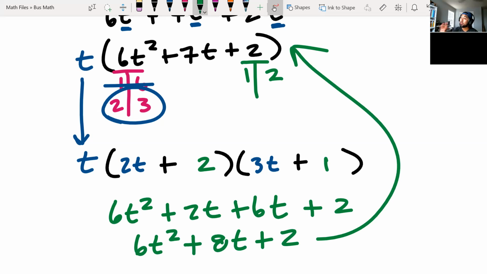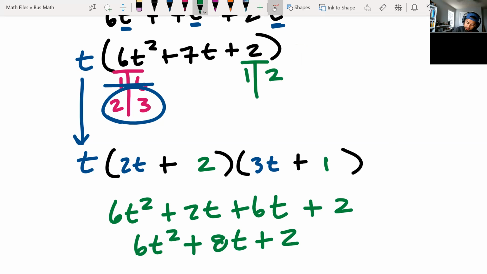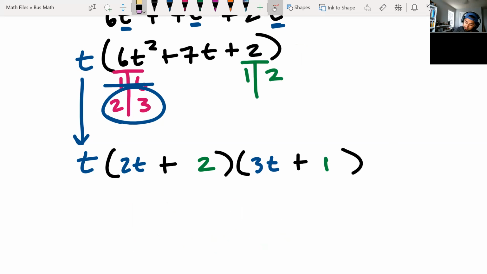Which means the quick fix is again to what? Swap, switch. 2 and 1. Switch them, swap them, flip them. Why not? So now 1 is going to go here, 2 is going to go there.